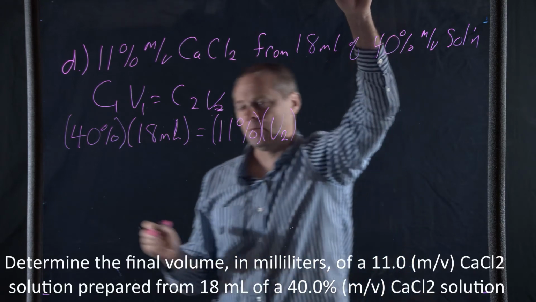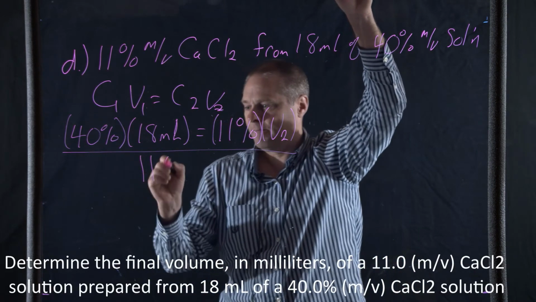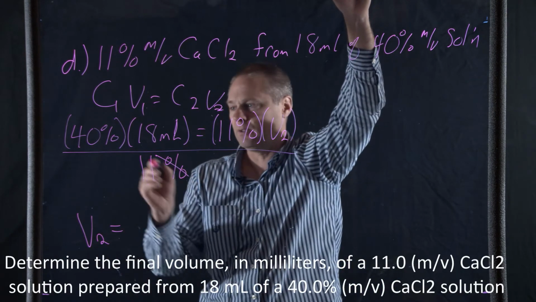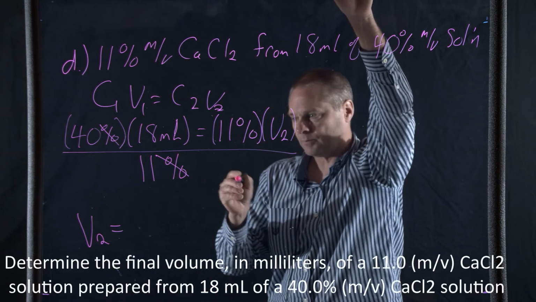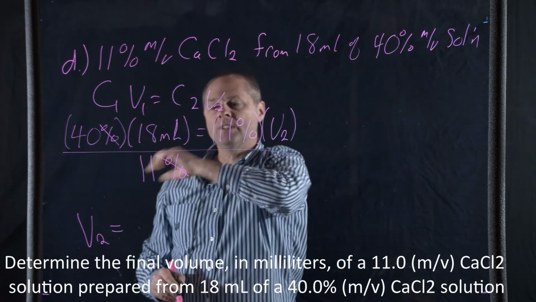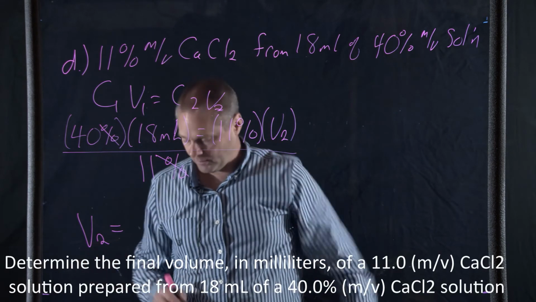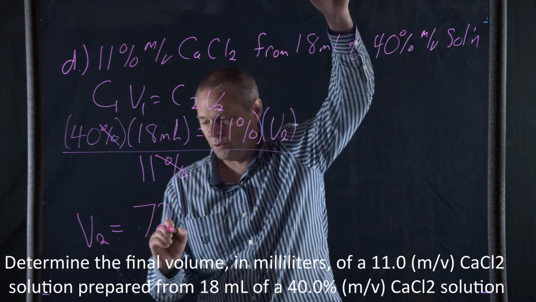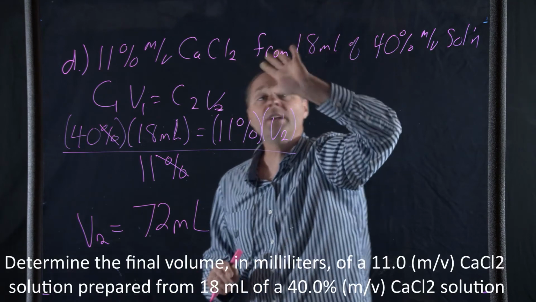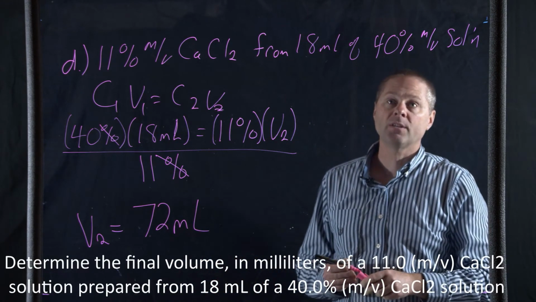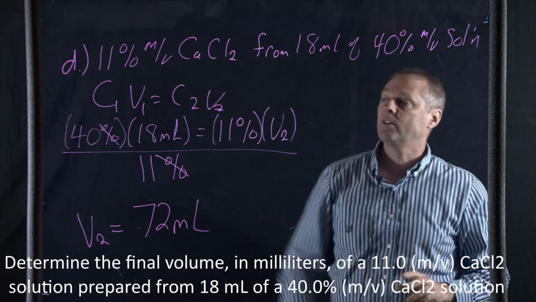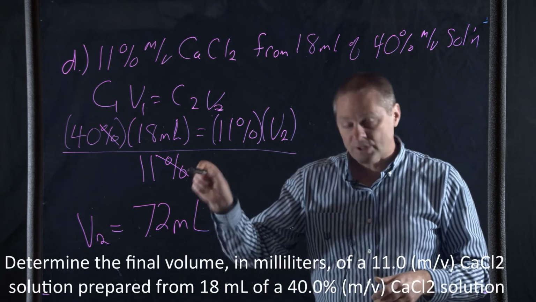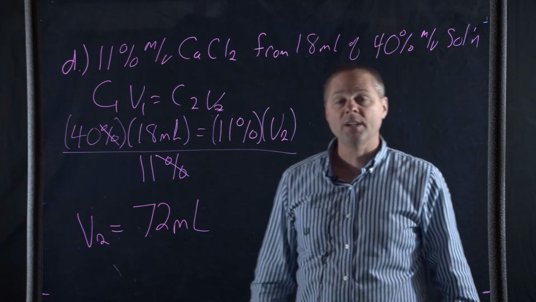times V2. Once again, we'll divide by our 11%, and V2 is going to be equal to, and you can see what's going to happen, that cancels. The percent cancels, and once again, we're going to be left in milliliters. And so we do this calculation, and what we end up getting is 72 milliliters. So if we start out with 18 milliliters of a 40% mass by volume solution of calcium chloride, and we dilute that to 11%, we're going to end up with 72 milliliters of the 11% mass by volume calcium chloride.